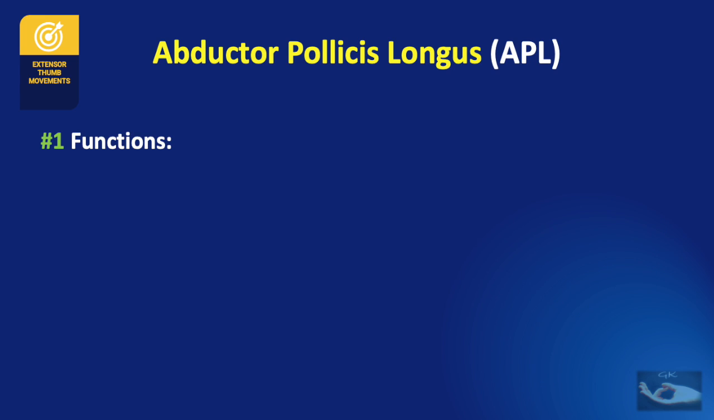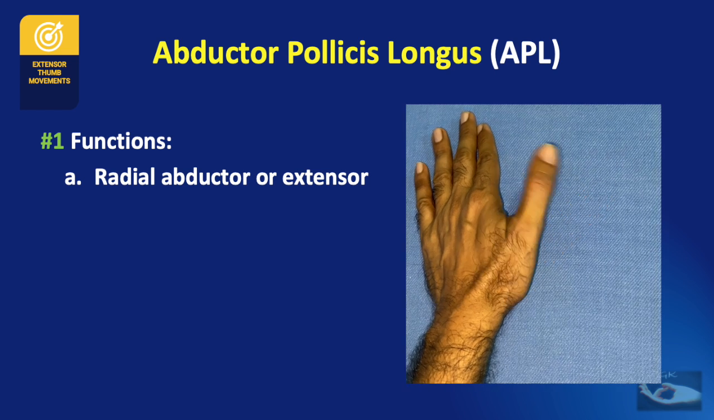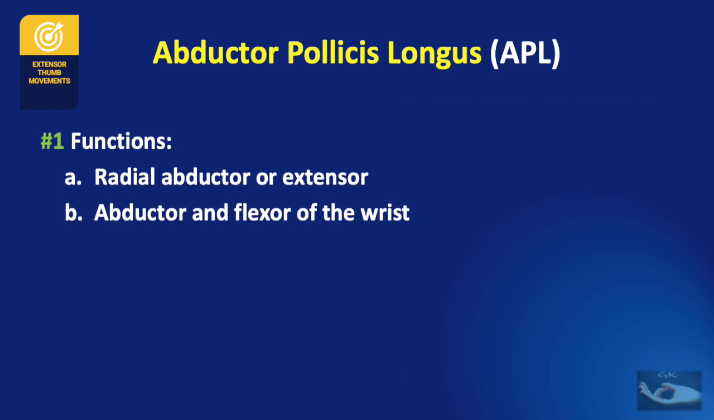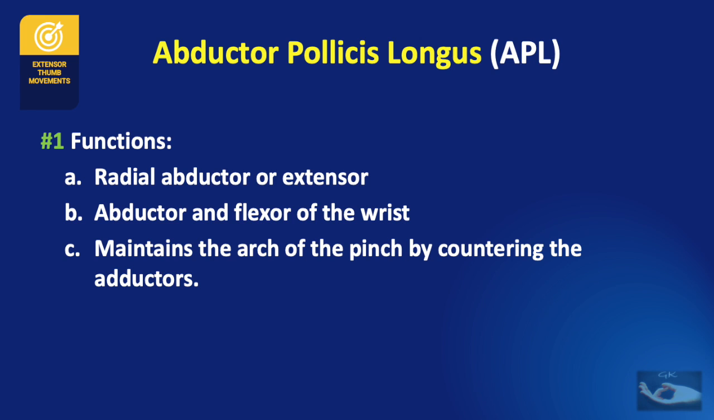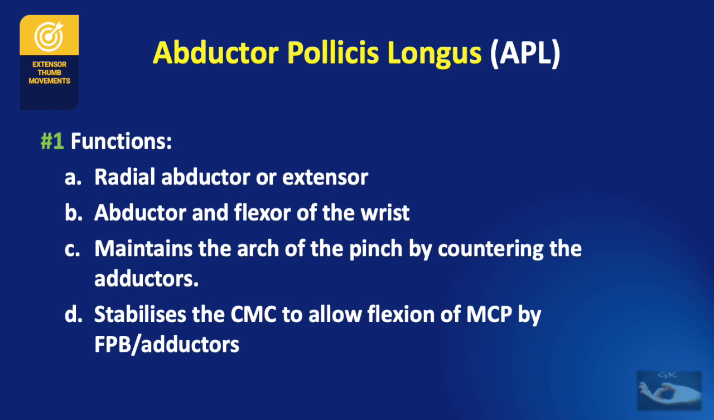The first important feature of the abductor pollicis longus is its varied function on different joints. It serves as a radial abductor or extensor of the thumb, an abductor and flexor of the wrist, and it maintains the arch of the pinch by countering the adductors which are pulling the thumb from the ulnar side, and it also stabilizes the carpometacarpal joint to allow flexion of the metacarpophalangeal joint by the flexor pollicis brevis or the adductors. Please click the icon above to see the detailed anatomy of this part of the muscle.